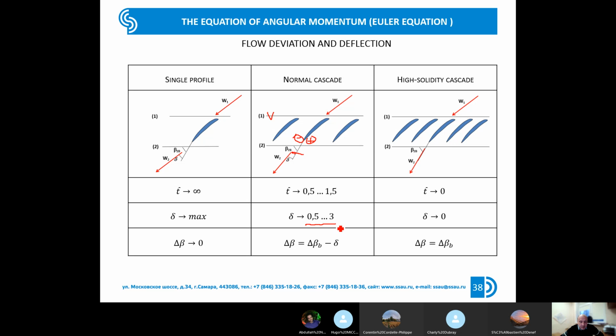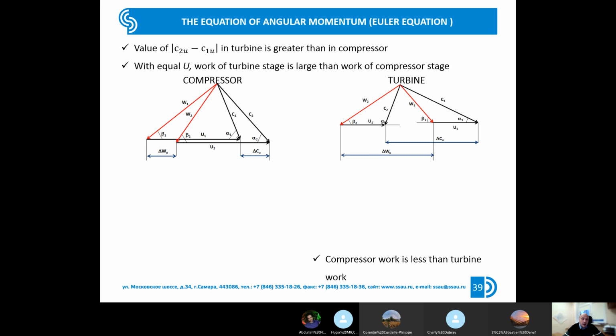It's not very big, but for example, it has great influence on the working process of the compressor, because the common flow turning angle is not so much. And that's why it's important to take into account the flow deflection angle. So it's a short brief about the flow deflection.